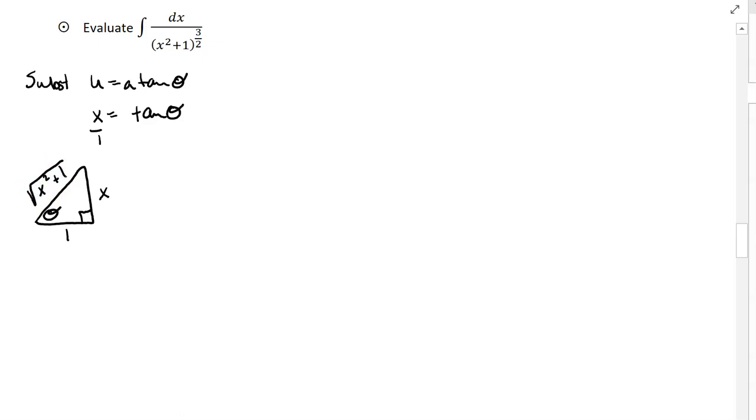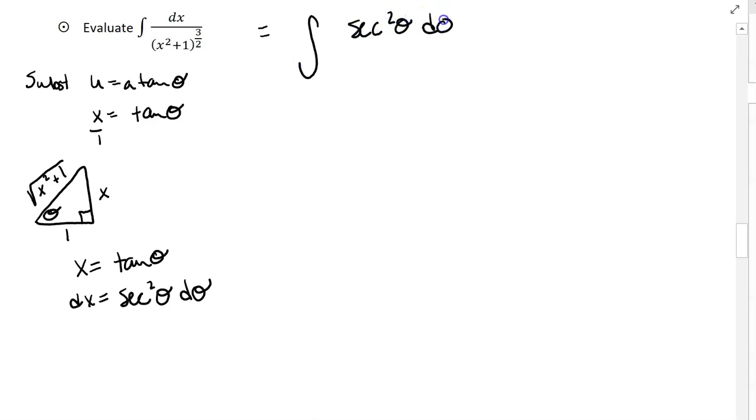Okay, so for our substitution, we know x, we need dx. So if x equals tangent theta, we know that dx is going to be the derivative of that, which is secant squared of theta d theta. So I will make that substitution. And this is really the square root of x squared plus 1 cubed. So whatever goes in there, we're going to cube it.